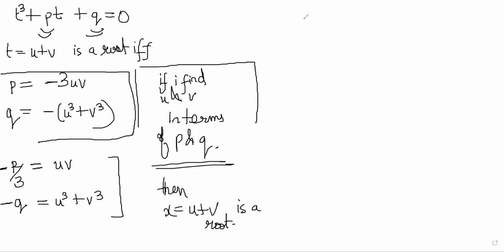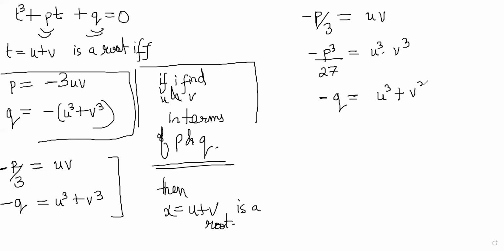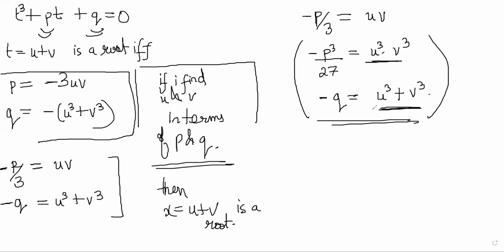So notice that you can write minus p by 3 is equal to uv, and if you cube it, it will become minus p cube by 27 is equal to u cube into v cube, and here you have minus q is equal to u cube plus v cube, right? We have this situation right now. Anybody who has solved a quadratic equation knows that if they know the product of two things and the sum of two things, then they will be able to find the roots of that equation.